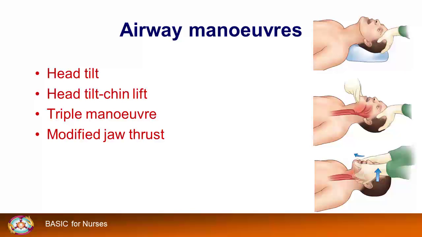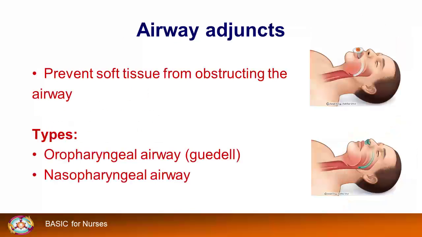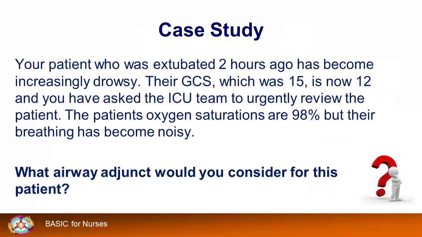Airway adjuncts can be used to improve airway patency by preventing the soft tissue from obstructing the patient's airway. There are two main types of airway adjuncts used in the intensive care unit: nasopharyngeal airways and Guedel's airways. Both airways can improve airway patency by preventing soft tissues from obstructing the airway. Let's go through some case studies.